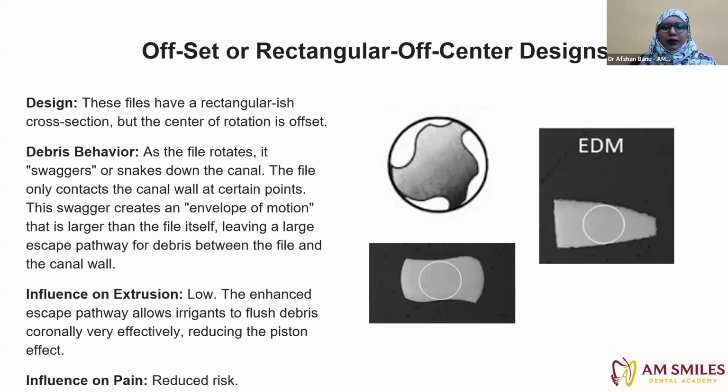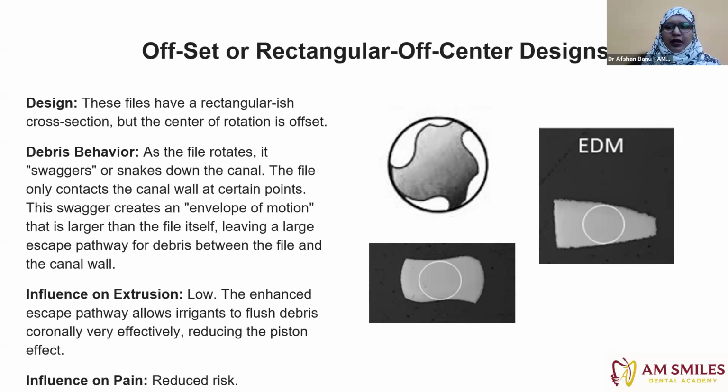It will not form much debris. The debris production itself is reduced to a large extent. At the same time, there is a space through which the debris can exit towards the coronal region. So this will be the best one, so that debris extrusion is going to be very minimal, and the patient's post-obturation pain is going to reduce a lot.